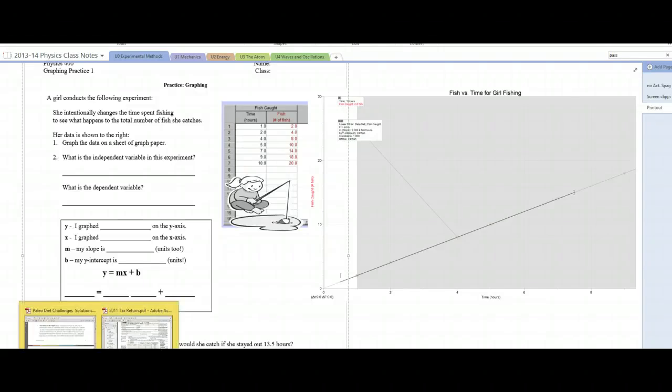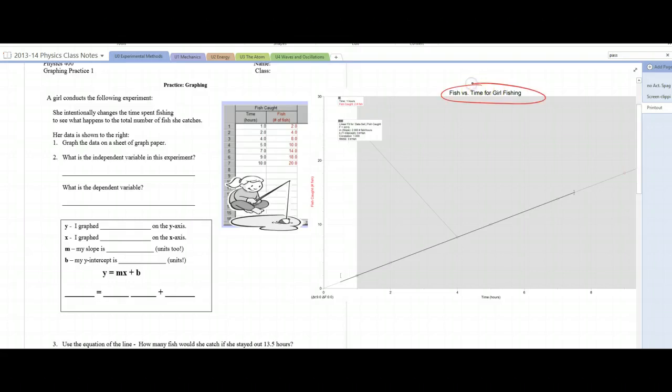Okay, so as promised, here is me going through the assignment from last night for fishing. You'll notice over to the right I have graphed fish versus time for girl fishing, because fish is my dependent variable measured in number caught, so our number of fish. My independent variable is time measured in hours. So on the y-axis I graphed fish caught, and on the x-axis, or independent axis, I graphed time.